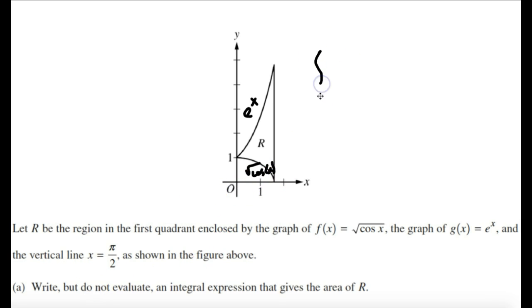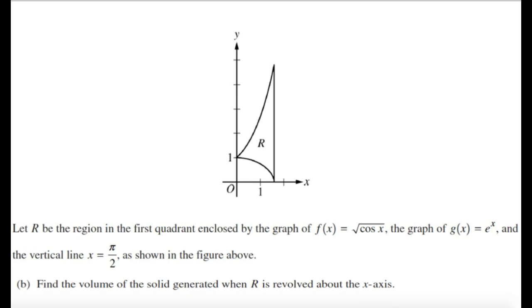So to set this up, we would just say this is the integral from 0 to pi over 2 of e to the x minus the square root of cosine of x, times dx. Okay, and remember, when you're writing this out, we have to show that everything is being multiplied by dx, so make sure that you're using parentheses around what's being integrated. Okay, and that's it. That's all of part A. Write but do not evaluate an integral expression that gives the area of R.